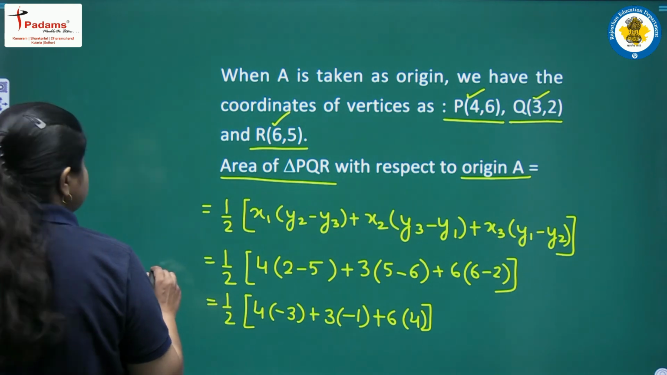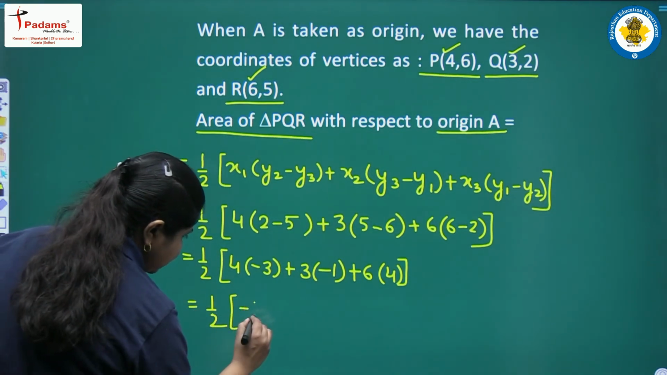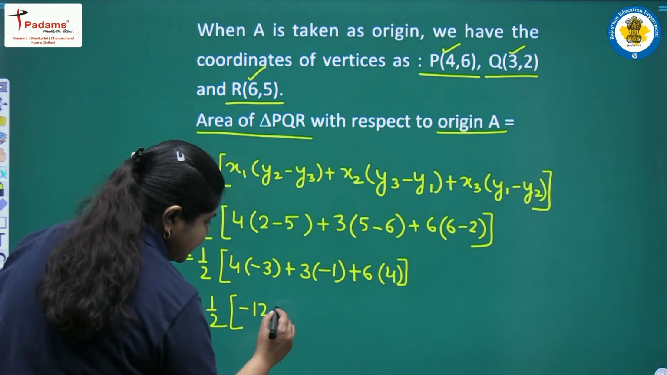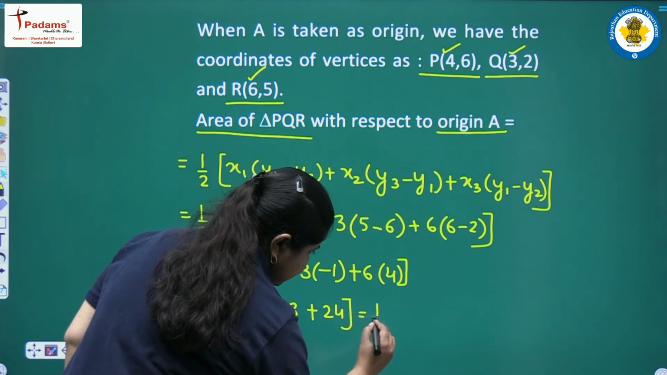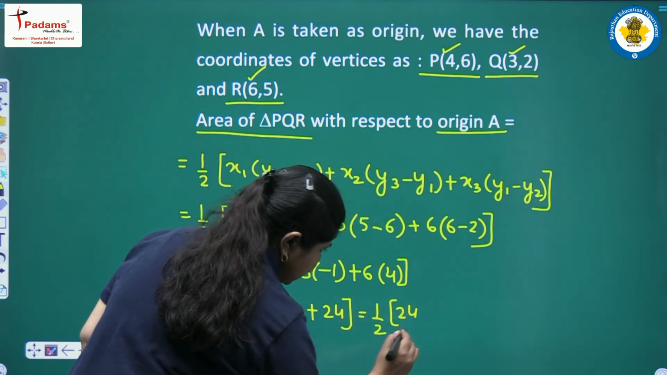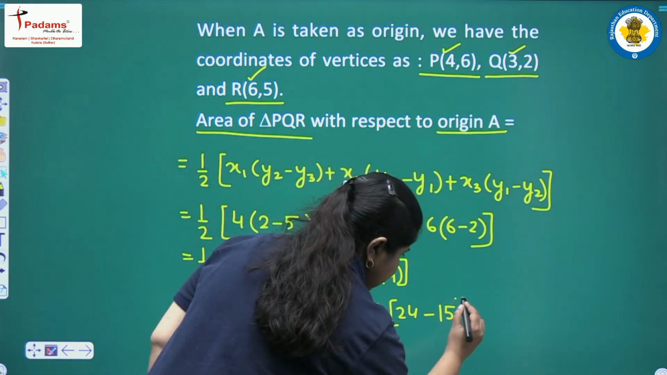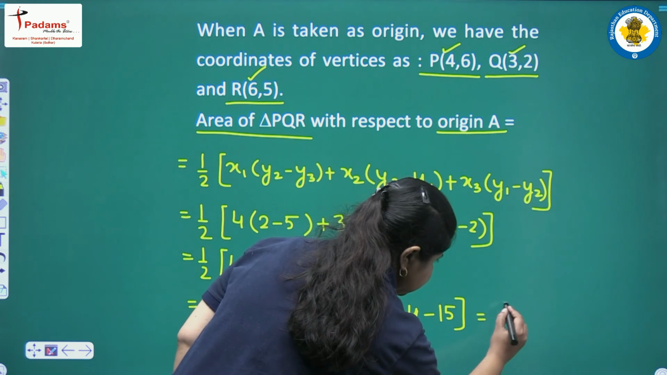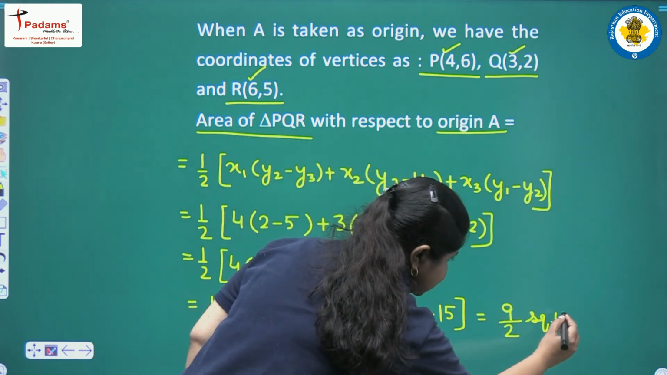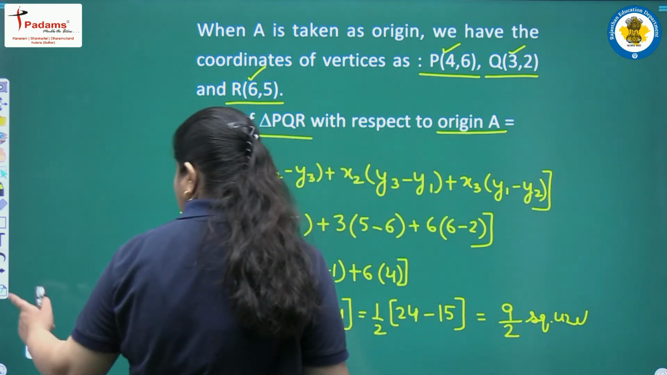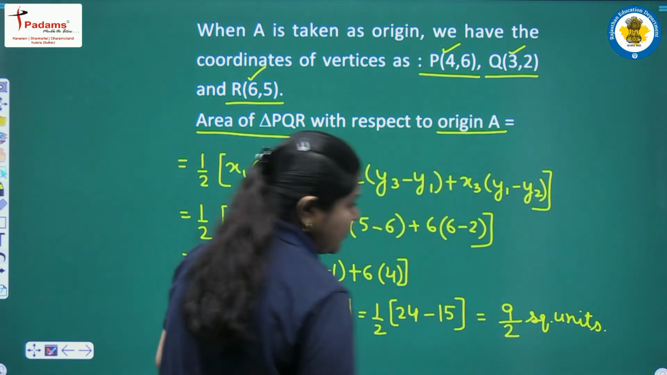Now again on simplifying, we get it equal to half. 4 into minus 3 is minus 12, 3 into minus 1 is minus 3, then 6 4s are 24. This will give us half into 24, and then minus 12 minus 3, it's minus 15. So here minus 15, and what is 24 minus 15? It's 9, and ultimately we get 9 by 2 square units. So this is the area of the triangle with respect to point A as origin.